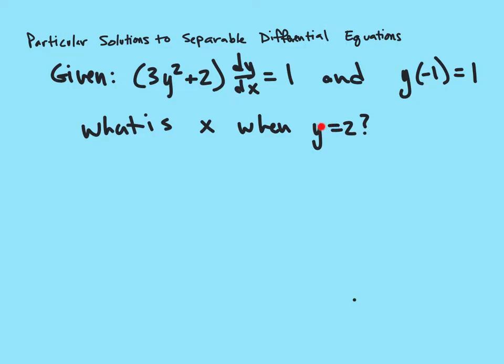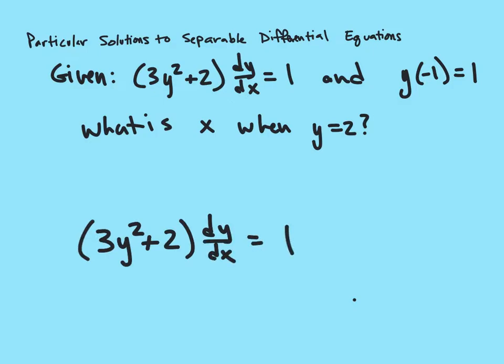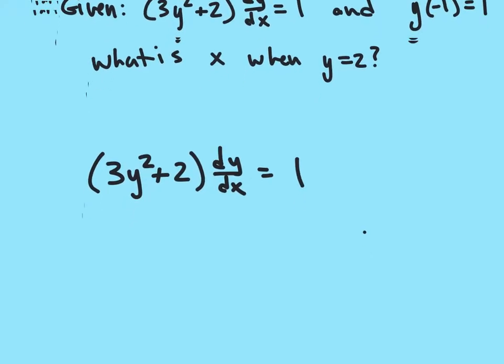So we need to take the antiderivative of this, okay? So let me write this down over here. I'm going to rewrite this: 3y squared plus 2, that whole thing times dy/dx, our derivative, is equal to 1. Now, the reason why we call them separable differential equations is because we can separate this out, meaning that I can take this dx that's over here and move it to the other side. So here's what we get: 3y squared plus 2 dy is equal to 1 dx.